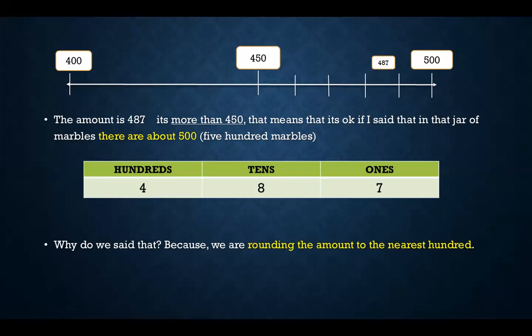Why do we say that? Because we are rounding the amount to the nearest hundred, okay? In this case, I ask for the nearest hundred. So that is why I mentioned 500, okay?